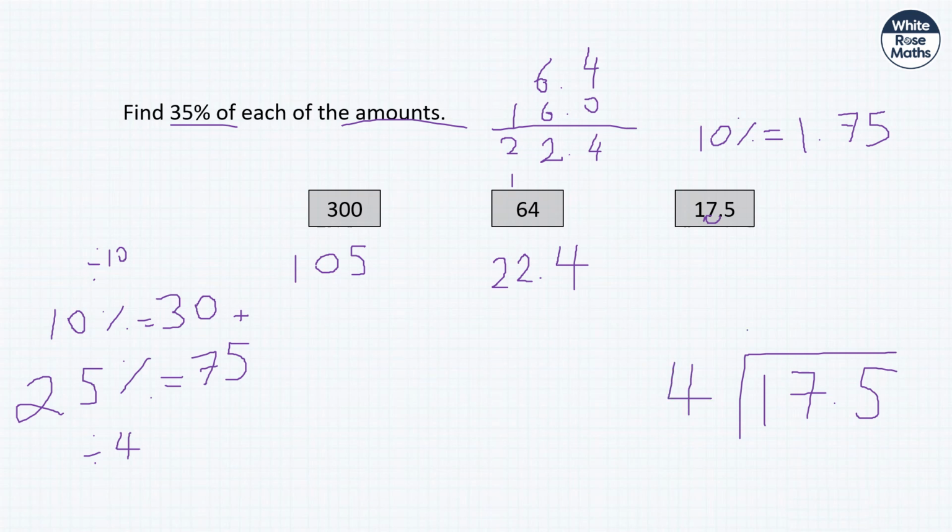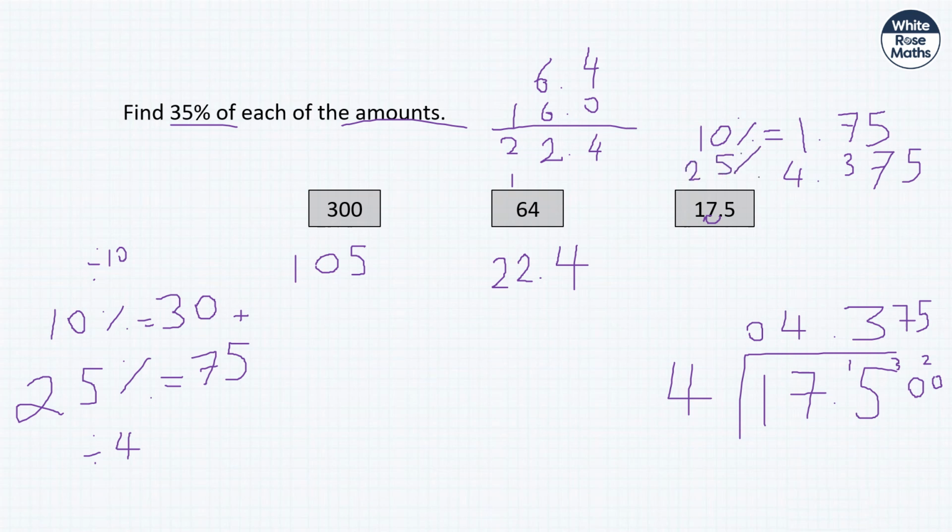So 4s into 1 I can't do. 4s into 17 go 4 times with 1 left over. 4s into 15 go 3 times with 3 left over. 4s into 30 go 7 times with 2 left over. And 4s into 20 go 5 times. So it is going to be 4.375.